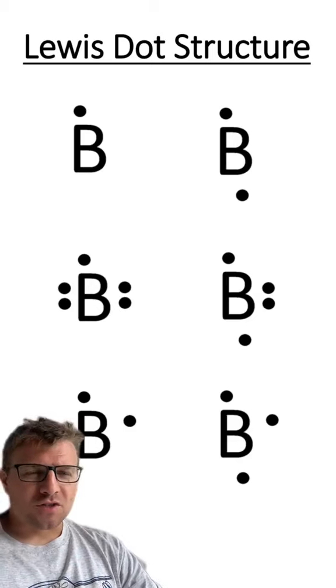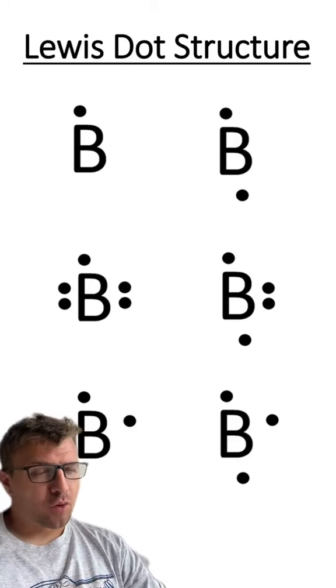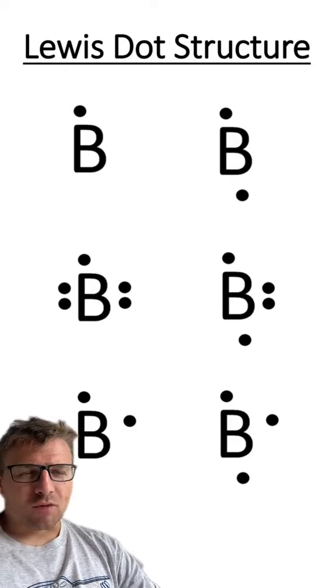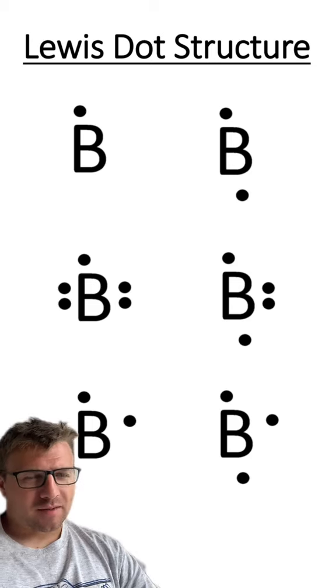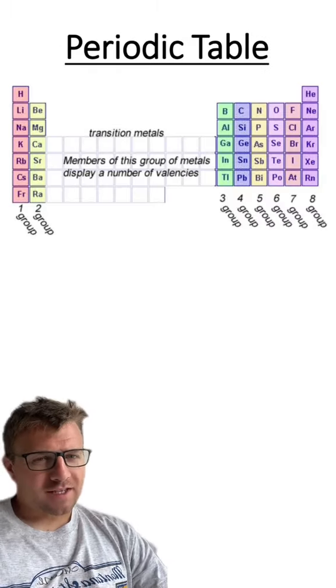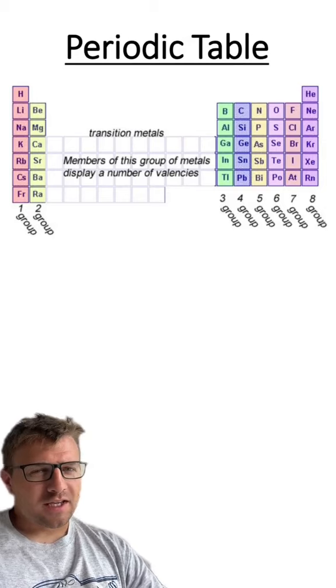Which of these Lewis dot structures shows the correct configuration of boron? Remember that the dots around each letter represent valence electrons. Each letter represents an atom of a specific element. You can find these elements on a periodic table. The number of valence electrons that each element has is based on its position on this periodic table.